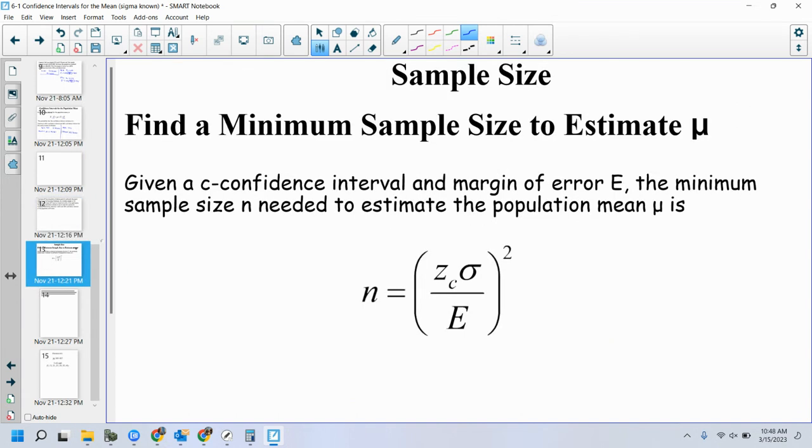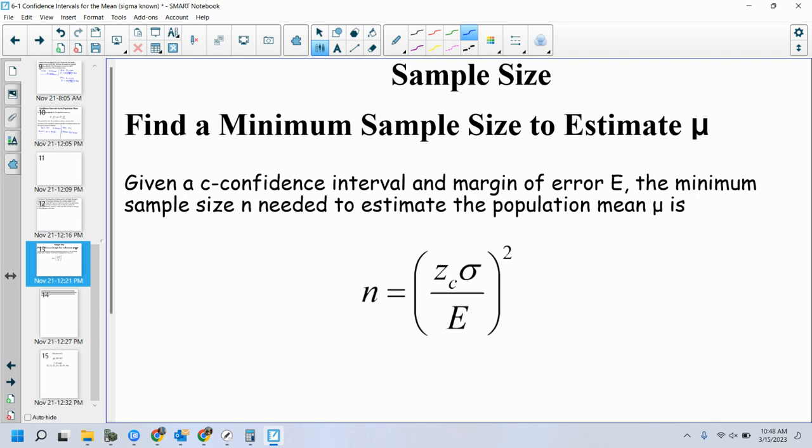We don't need to do another problem with that. Okay. Last thing we'll talk about today is finding a minimum sample size to estimate mu. If we have extra time, I'll go back and do that problem, but I don't think we will.